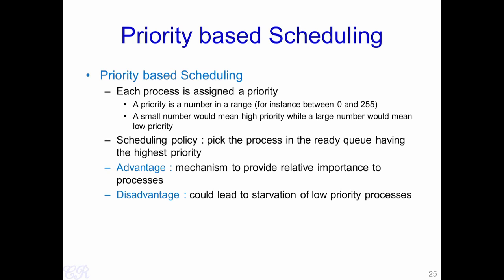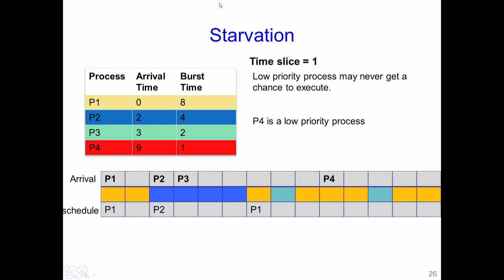So, essentially a starved process is one which is not able to execute at all in the CPU, although it is in the ready queue for a long time. It is quite easy to see that starvation mainly occurs for low priority processes. So, let us see how starvation occurs with an example.